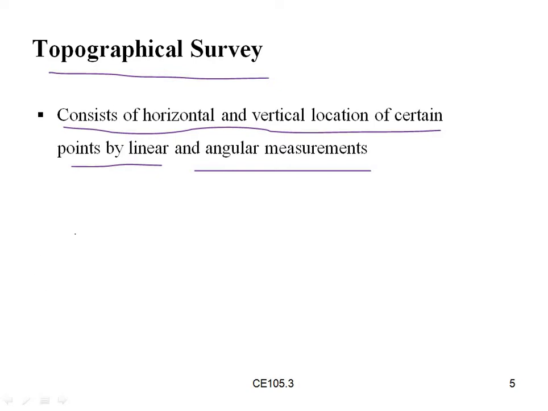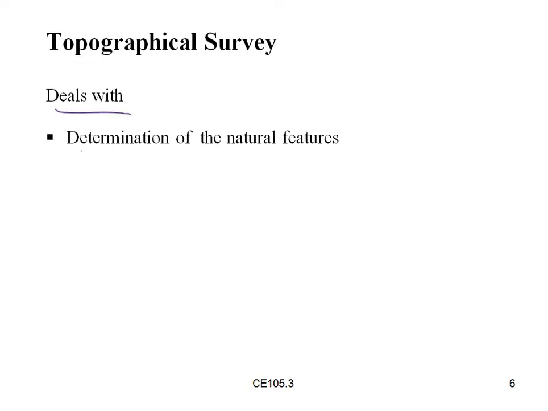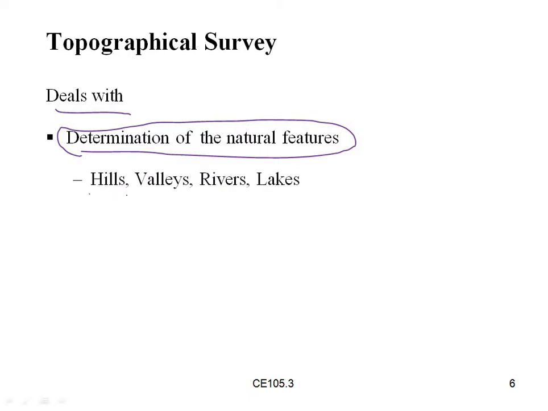This topographical survey is related with horizontal and vertical location. Generally we can see hills and mountains, very large places, in horizontal and vertical positions, where we can take linear and angular measurements. We can say it is topographical survey. Moreover, it deals with the determination of natural features, that is hills, valleys, rivers, lakes.